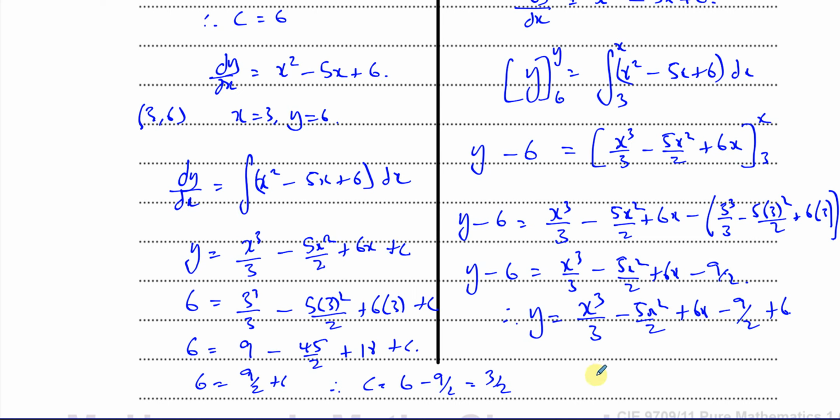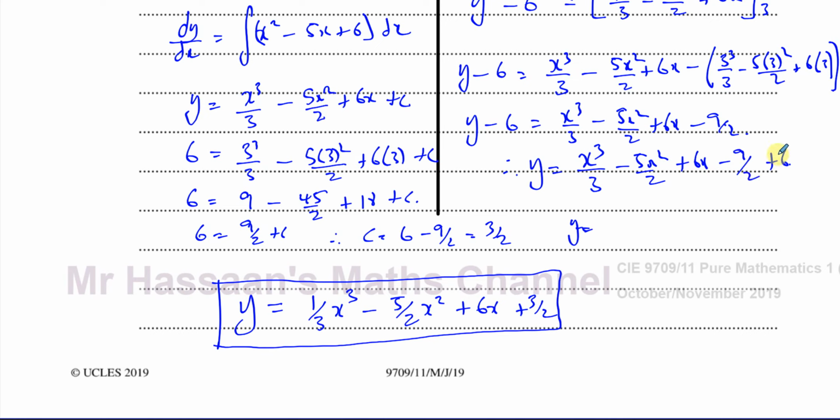Okay, you end up with y equals the same thing. It's going to give you exactly the same as this, because this is like 12 over 2 minus 9 over 2 is 3 over 2, so you end up exactly with the same thing: a third x cubed minus 5 over 2 x squared plus 6x plus 3 over 2.